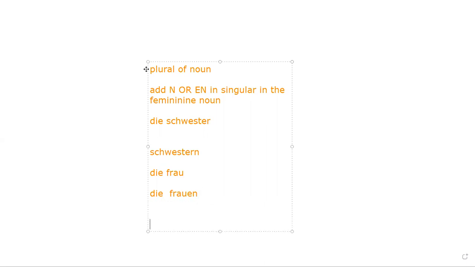Now, for example, if we add e in the singular of a noun. For example, we have der Bleistift. Der Bleistift.